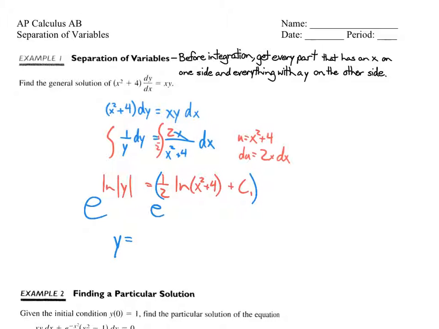And we've done this a few times, so let's look at this. We've got e to the c sub 1 times e to the 1/2 ln of x squared plus 4. Can you bring that up first? Yeah, let's bring that half inside, so it's e to the ln of radical x squared plus 4, because I brought the half in as a half power. And now that cancels out, and we have y equals a constant times radical x squared plus 4. And that would be our general solution for y.